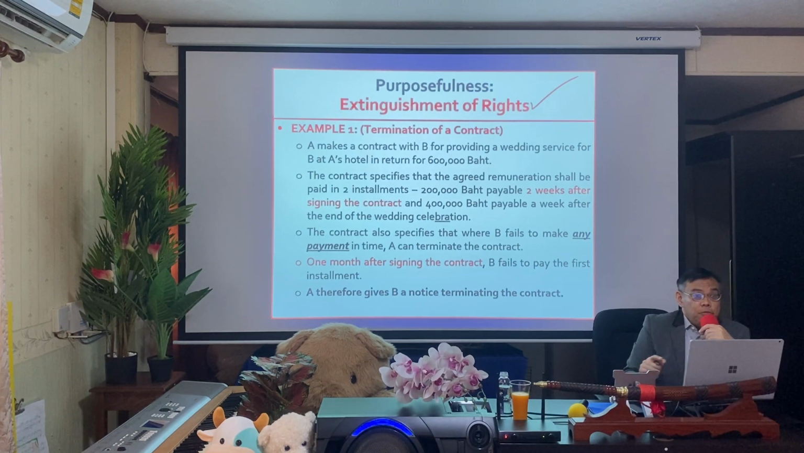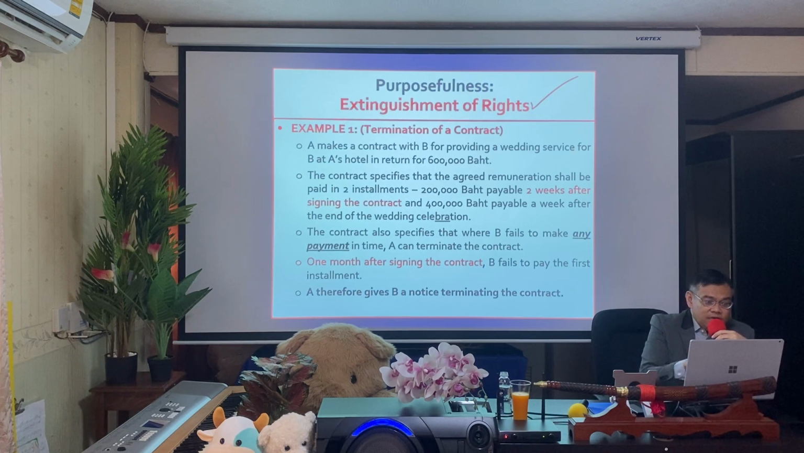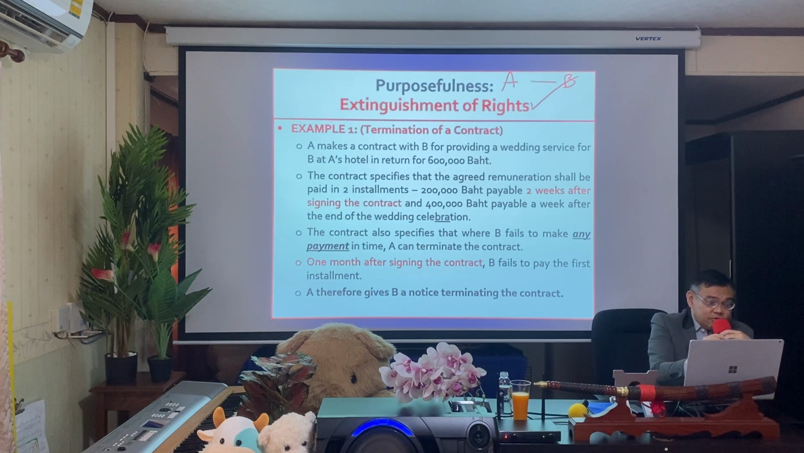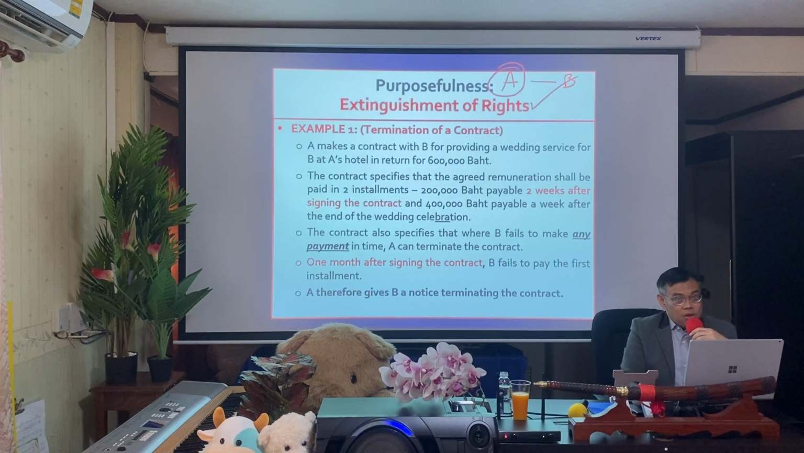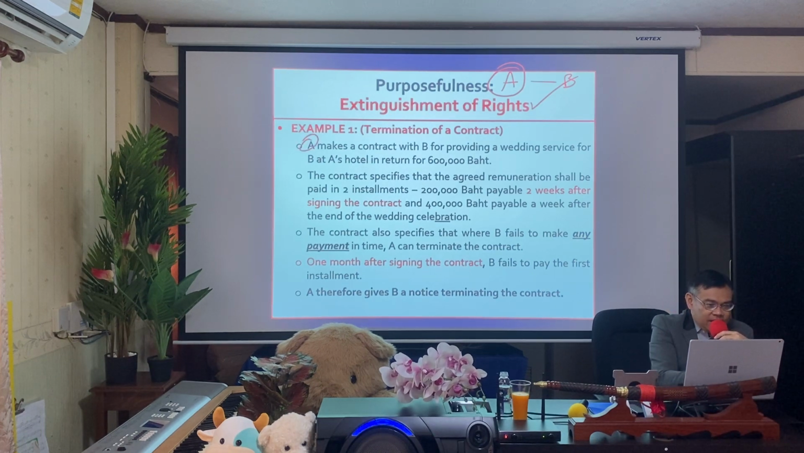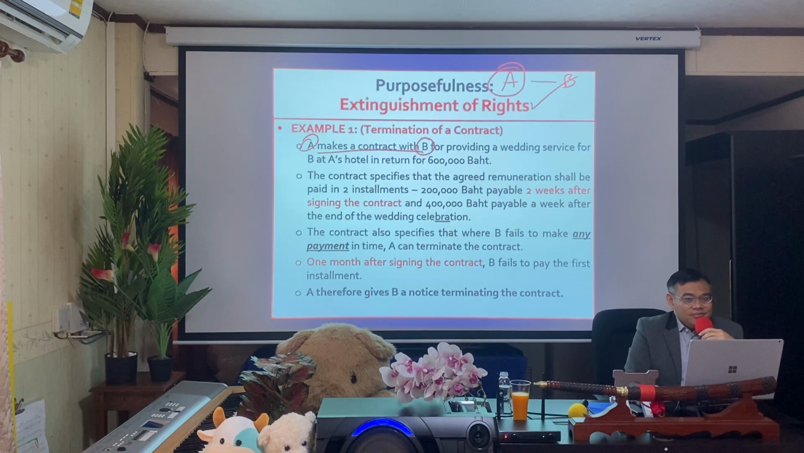extinguishing rights, to put an end to the right. Okay, the extinguishment or extinction of rights. So sometimes A and B may enter into a juristic act in order to put an end to some rights, or sometimes one party alone may make a juristic act in order to put an end to some rights. Okay, let's suppose that A and B make a contract.